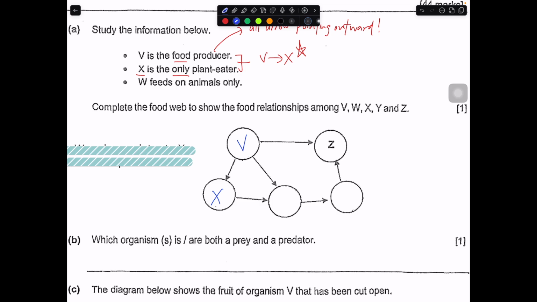W feeds on animals only. So if W feeds on animals only, then it will not feed on plants. There should not be any arrows going from V to W. So W must be here, because if W is here, then W will feed on plants, which cannot fulfill this. So W must be here. So if W is here, then you are only left with the last letter, which is Y. Then Y must be here. Then pretty straightforward. Then the whole food web is more or less complete.